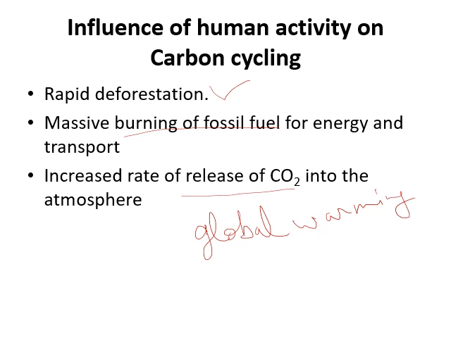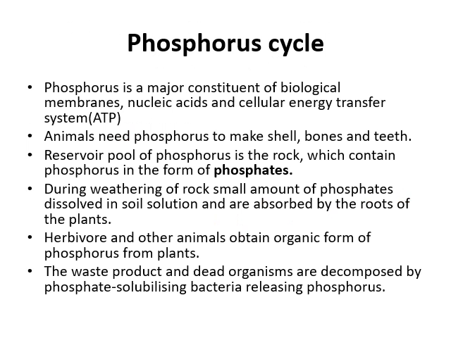So major climate change is because of the global warming. And then the phosphorus cycle. Phosphorus cycle is an example of a sedimentary cycle because its reservoir is soil. Now, the first point is about why phosphorus is required. It is a major constituent of biological membranes, nucleic acids, and cellular energy transfer.